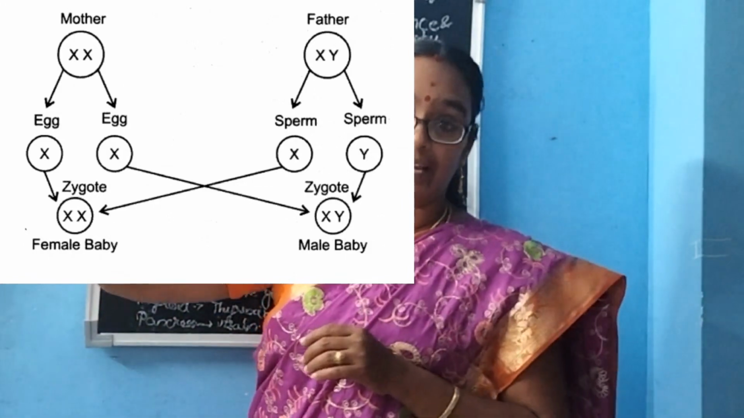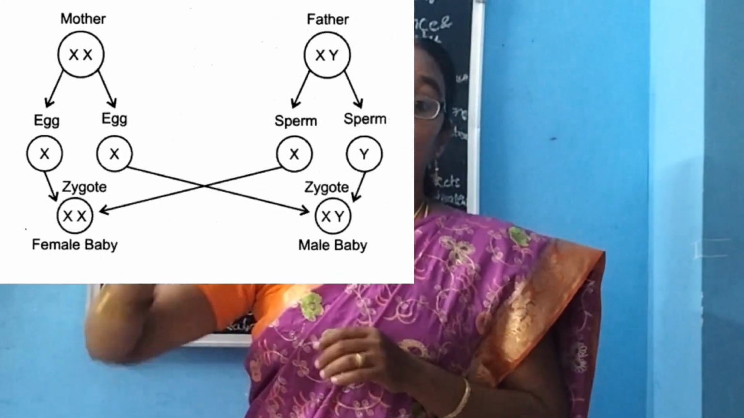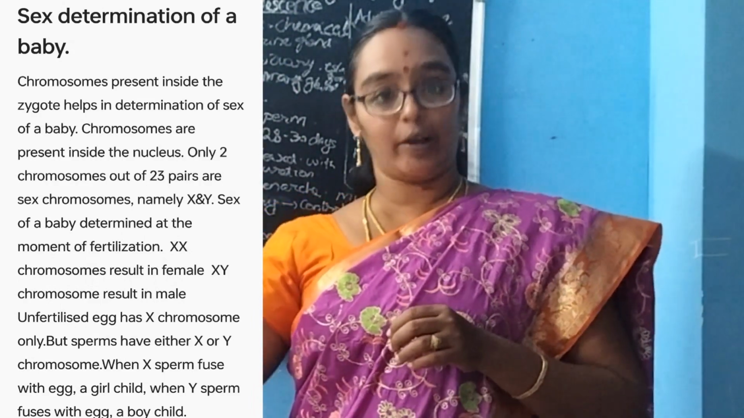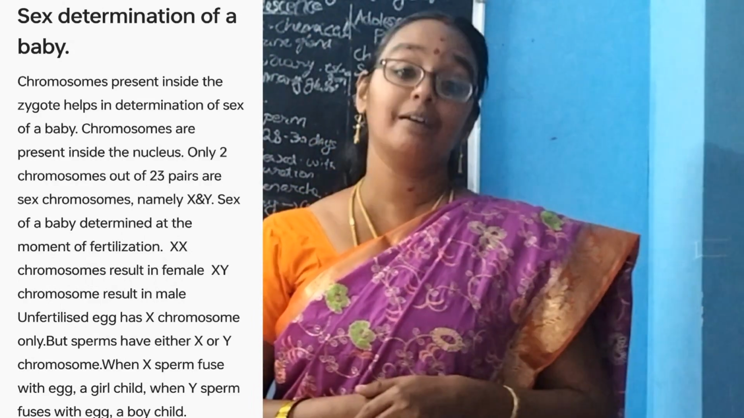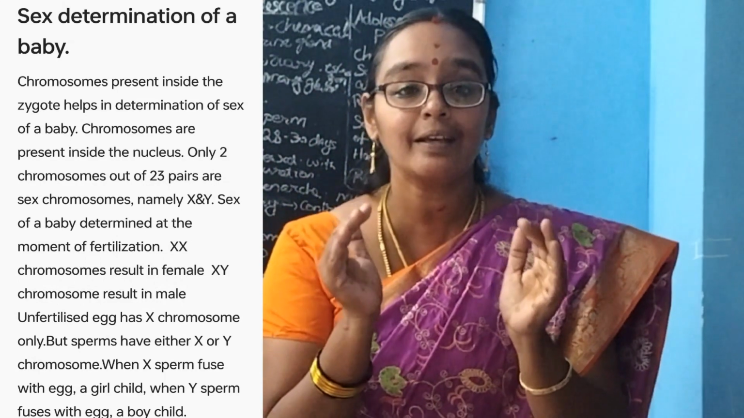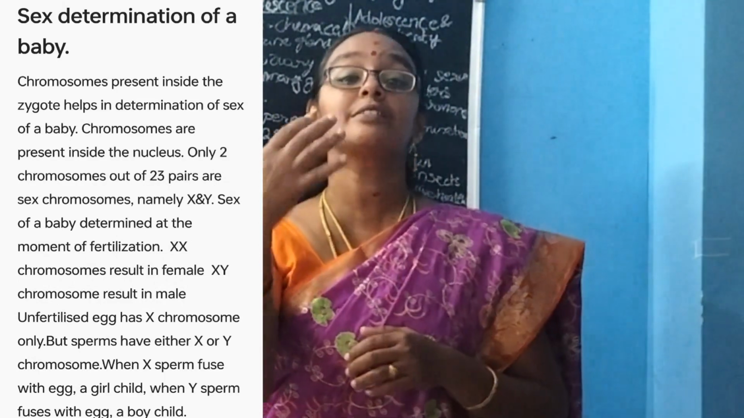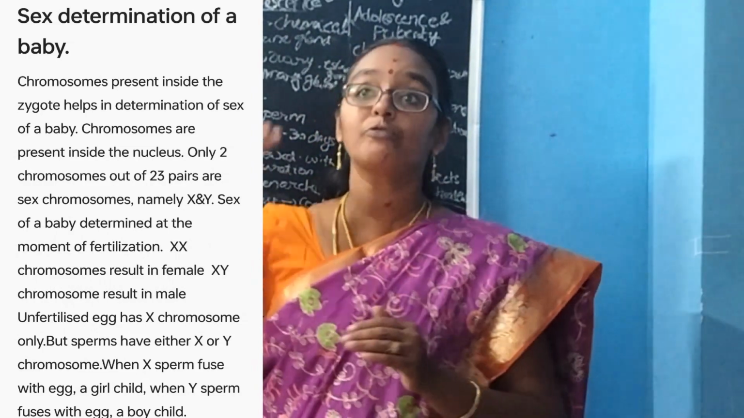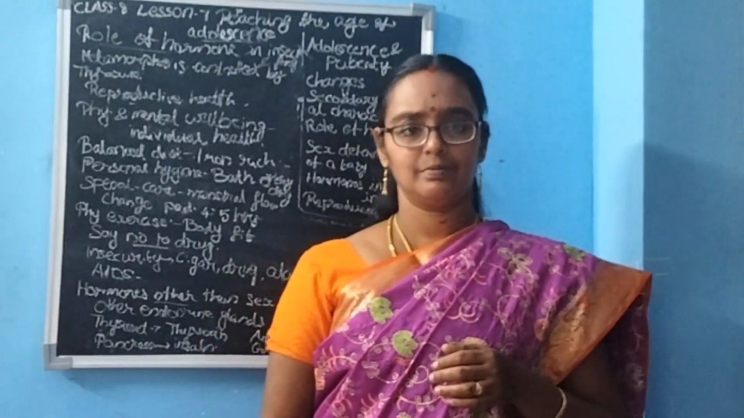Boy is having Y at the end, and XY will be having Y at the end. So it will be very easy for you. XY, boy. So XX will be what? Girl. So who is determining the sex of the child? It is the sperm of the father, isn't it?